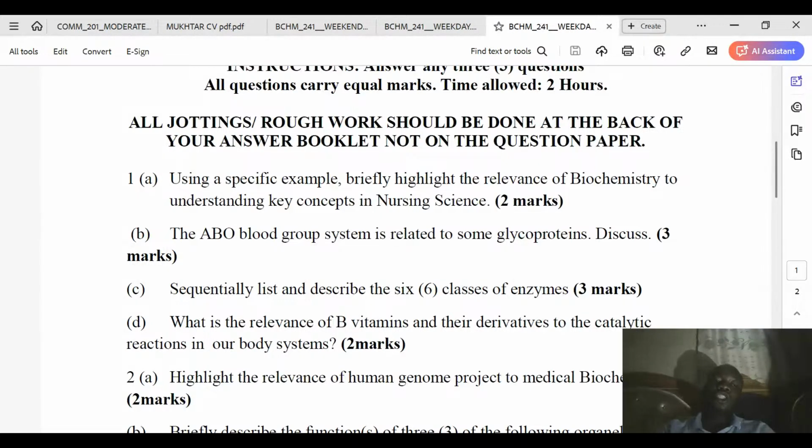So we are now moving to question 1C. Sequentially list and describe the 6 classes of enzymes. The 6 classes of enzymes.